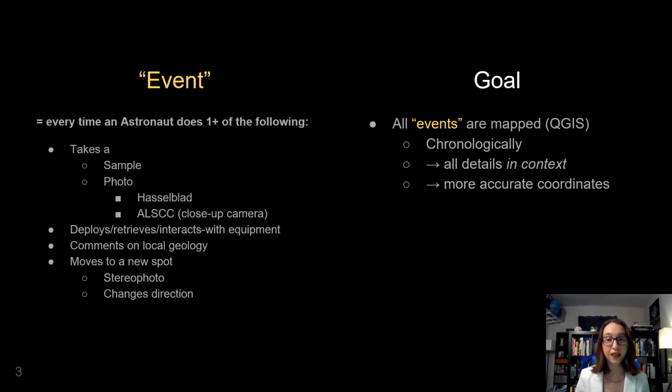Each of these events is mapped in QGIS in chronological order, which allows us to put all of the details back into context with each other. And in doing so, we can map more accurate coordinates for each point.